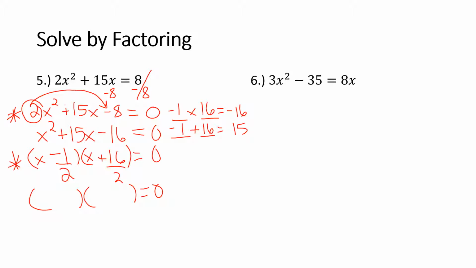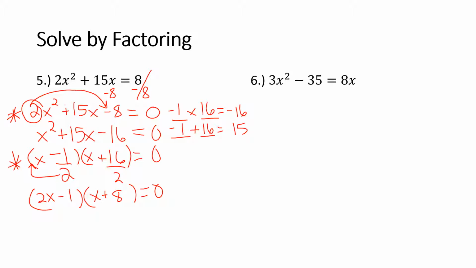So 16 divided by 2 is easy. That one's just going to be x plus 8. 1 divided by 2 is another story. 1 divided by 2 is a decimal, and you can't have decimals in your factor, so you just move that 2 up front. This will be 2x minus 1.